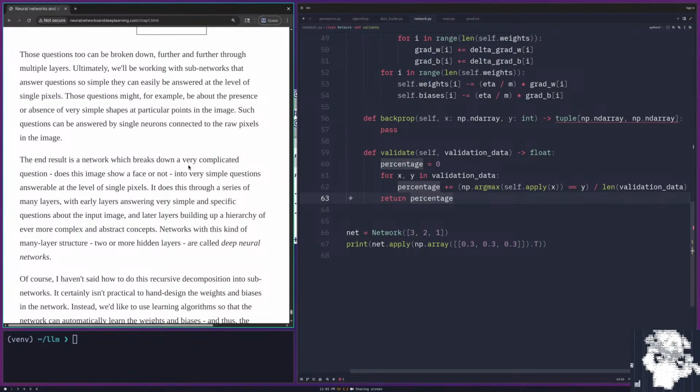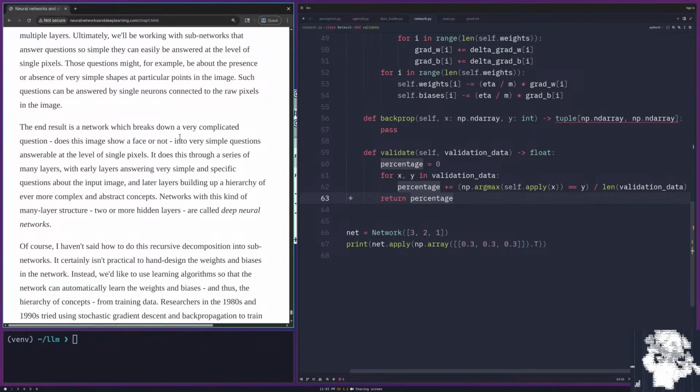Ultimately, we'll be working with subnetworks that answer questions so simple they can easily be answered at the level of single pixels. Those questions might, for example, be about the presence or absence of very simple shapes at particular points in the image. Such questions can be answered by single neurons connected to the raw pixels in the image. The end result is a network which breaks down a very complicated question, does the image show a face or not, to very simple questions answerable at the level of single pixels. It does this through a series of many layers, with each layer answering very simple and specific questions about the image, and later layers building up a hierarchy of even more complex and abstract concepts. Networks with this kind of many-layer structure, two or more hidden layers, are called deep neural networks.